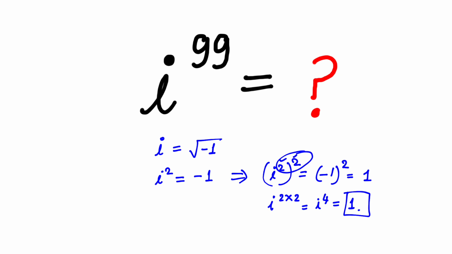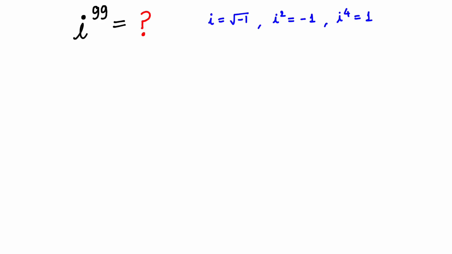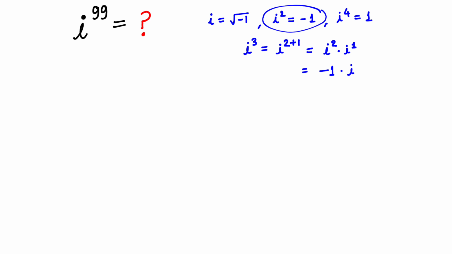Now this quantity, iota raised to the power 4, is going to help us find the value of iota raised to any power. Further, iota raised to the power 3 is equal to iota raised to the power 2 plus 1. That is the same thing, and we write it as iota raised to the power 2 multiplied by iota raised to the power 1. Iota raised to the power 2, as we have seen, is -1, and iota raised to the power 1 is just iota. So it becomes -1 multiplied by iota, which is minus iota. So iota raised to the power 3 is equal to minus iota.